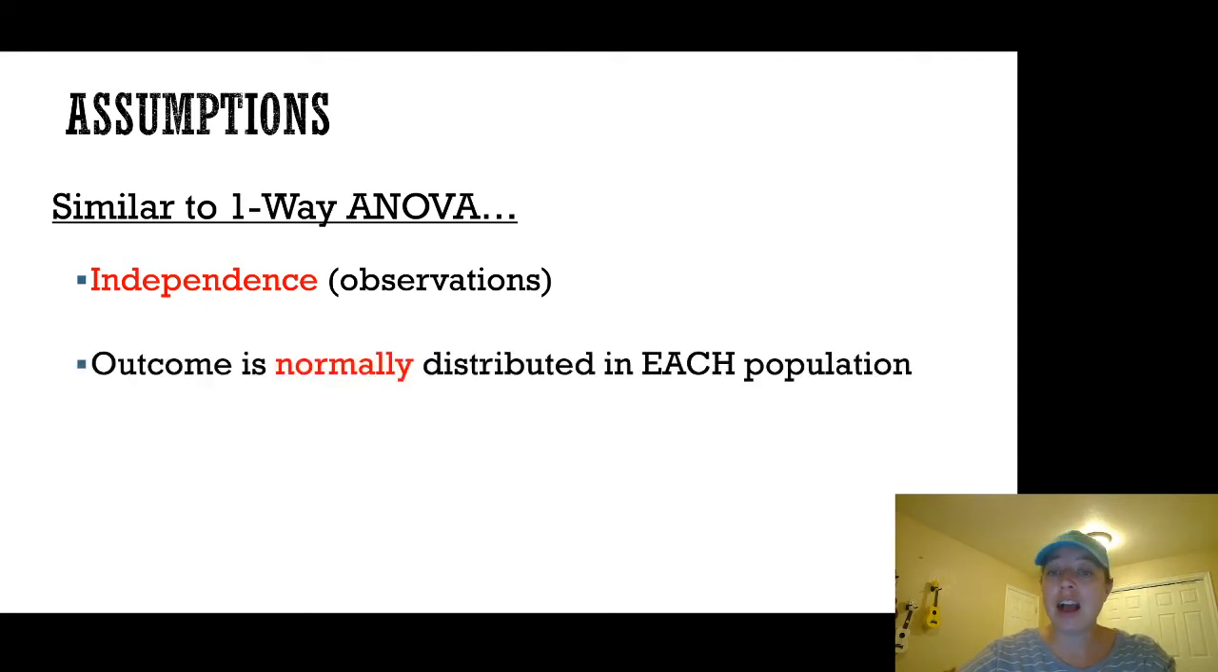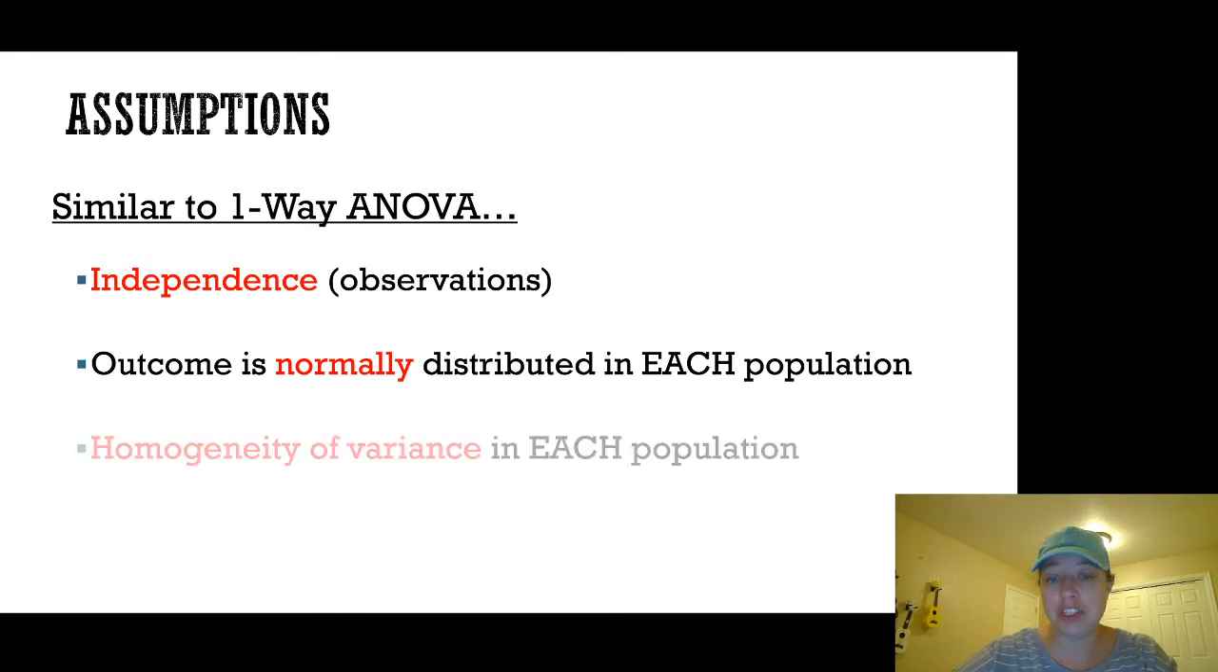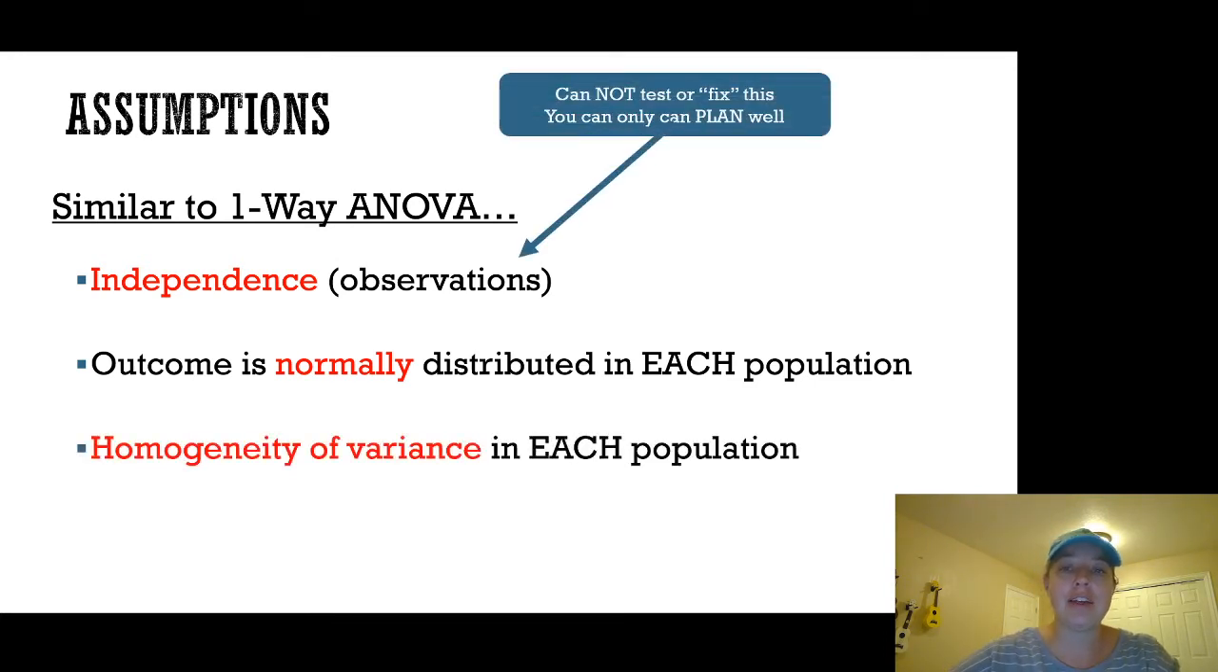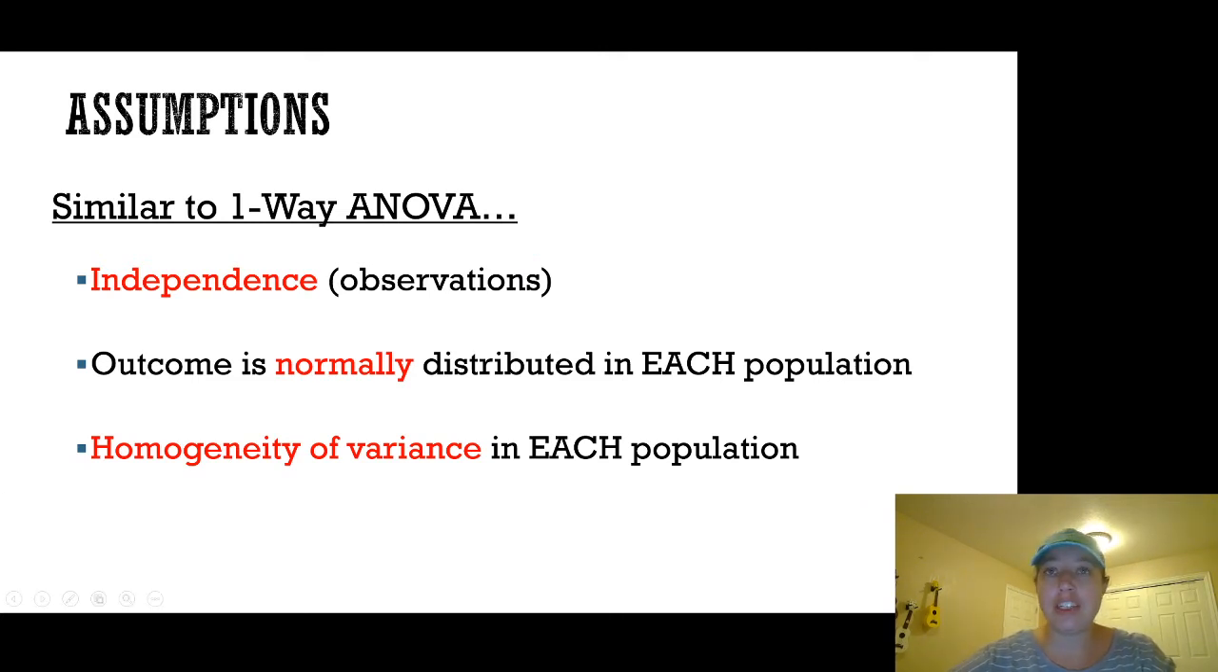The second is that our outcome, our dependent variable, is normally distributed, but instead of being normally distributed within each group or overall, it needs to be normally distributed within each subgroup, as in each cell, each combination of grouping variables. And then the third one is that we need to have a homogeneity of variance. So each population, each cell needs to have about the same amount of variance. We want that variance to be as small as possible, but we want it to be similar across all the different combinations of our grouping variables.